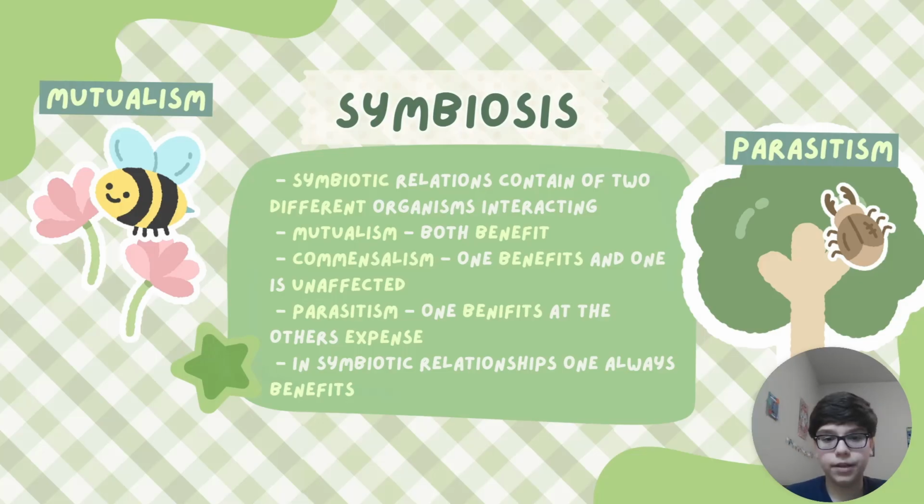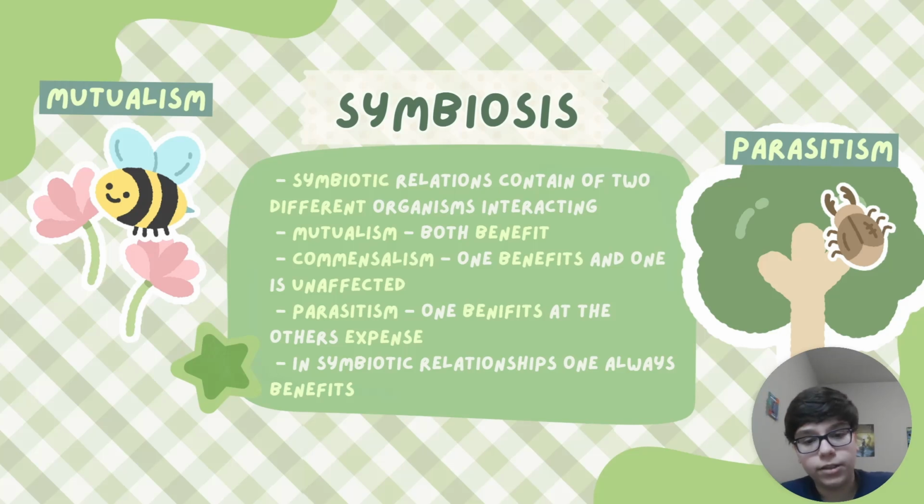Next is commensalism. In commensalism, one benefits and one is unaffected. I don't have a visual example here, but you can imagine just a tree with a bird's nest on it. The bird's nest is getting shelter from the tree, but the tree is neither harmed nor benefited.